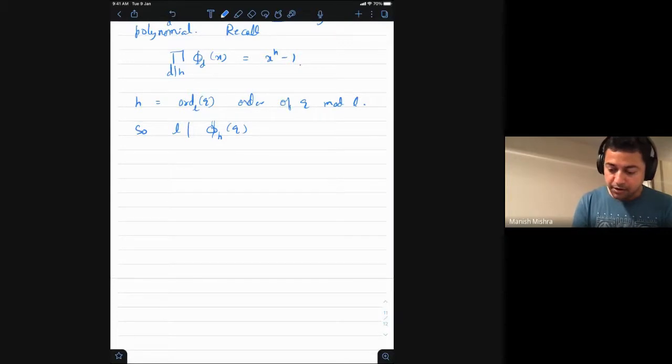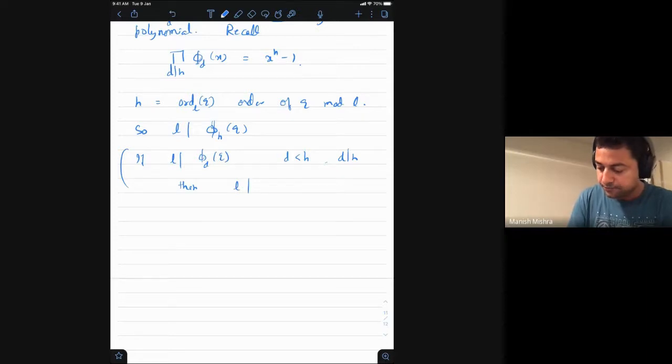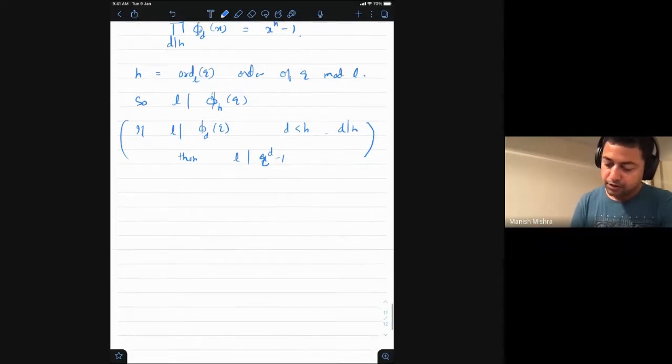So if L was dividing some cyclotomic polynomial phi_d, if L divided phi_d(q), d smaller than h, d dividing h, then L would divide, by this formula, x to the power d minus 1, and so q to the power d minus 1, and therefore the order of q mod L would be smaller than h, and that would violate the hypothesis, and so you get that L divides phi_h(q).